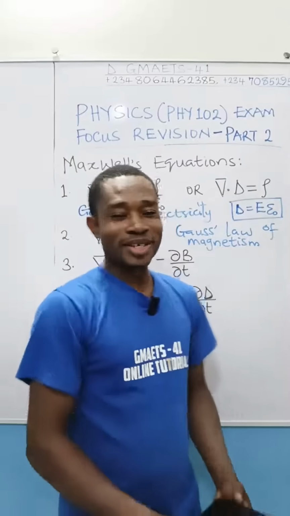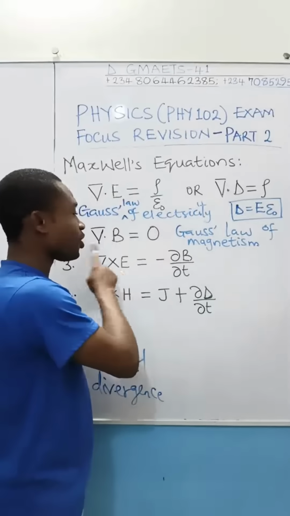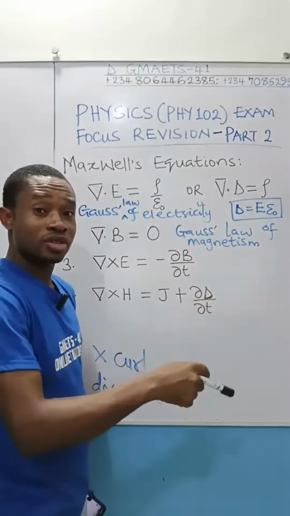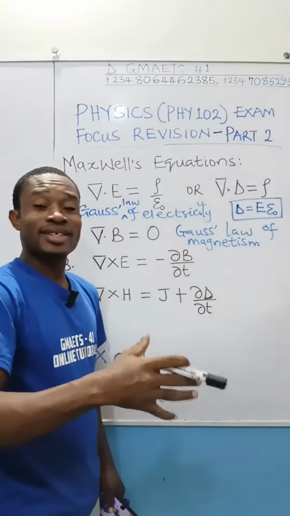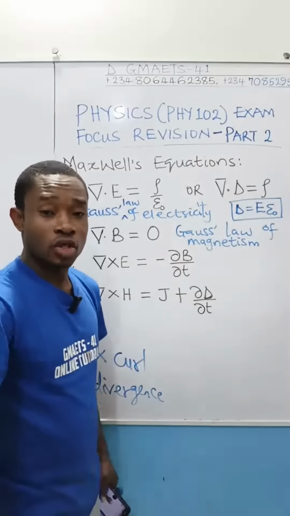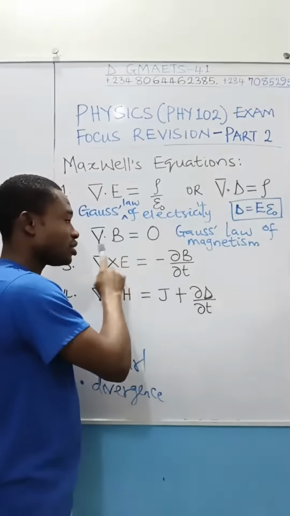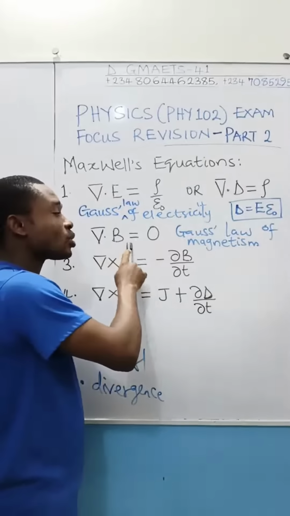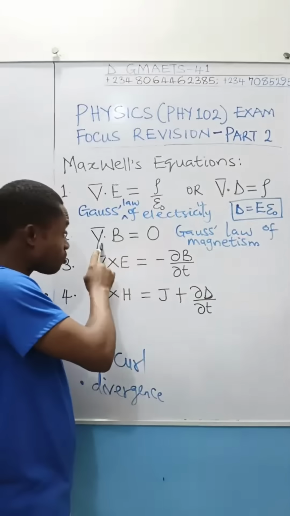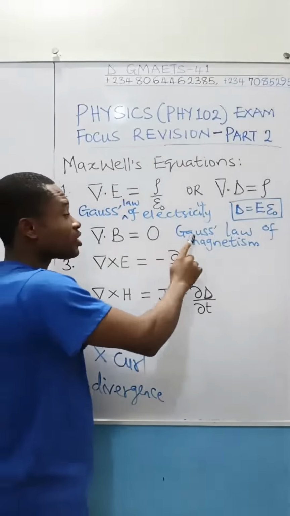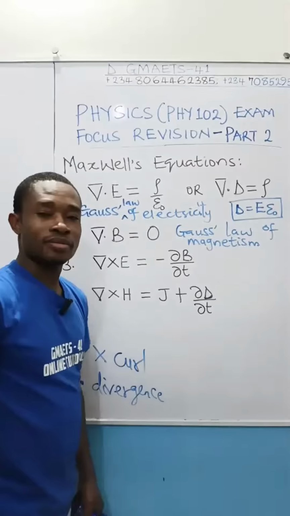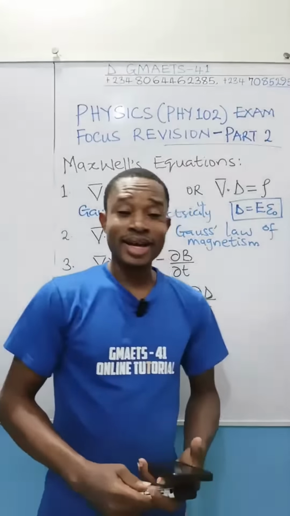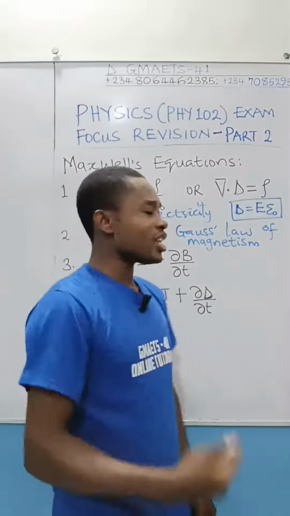Sometimes the examiner can just ask you: what's the implication, or which of the following Maxwell's equations expresses non-existence of magnetic monopole? The correct answer is this equation. And we refer to this Maxwell's equation as Gauss' law of magnetism. Gauss' law of magnetism. Please, let's move on quickly.